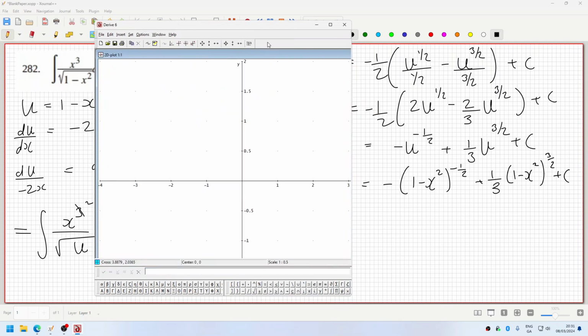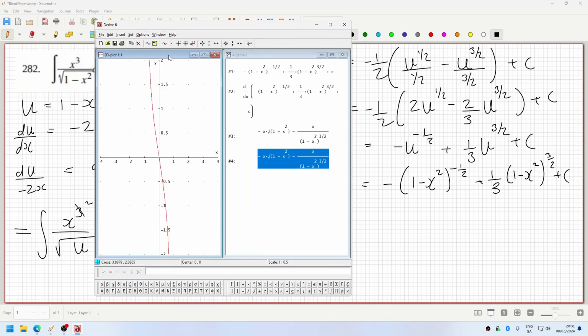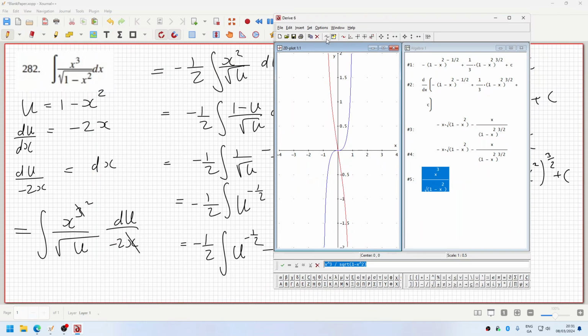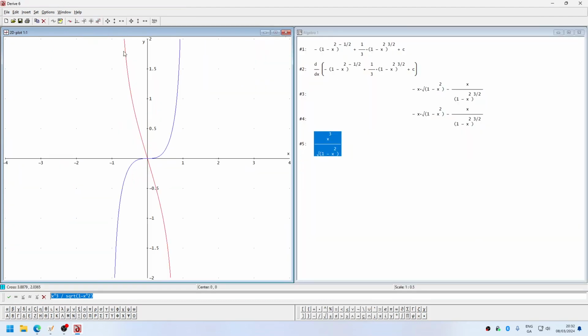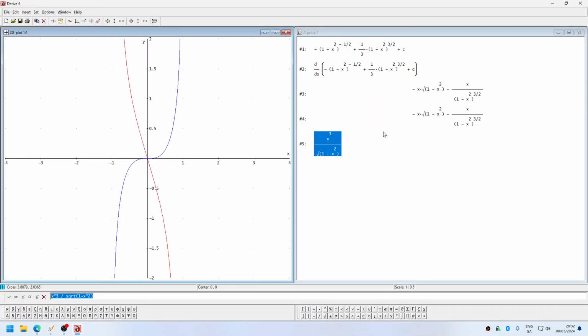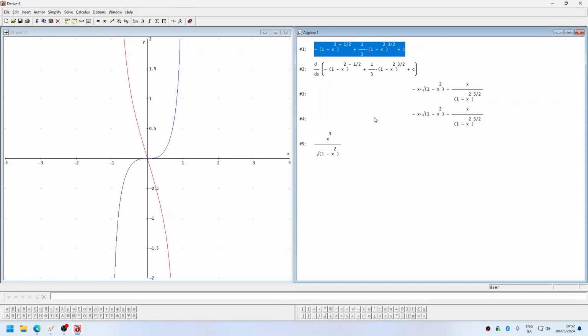Okay, let's see. Oh, that is definitely not right. So if I integrate x cubed over root 1 minus x squared, I get this. Oh, no, that's right.